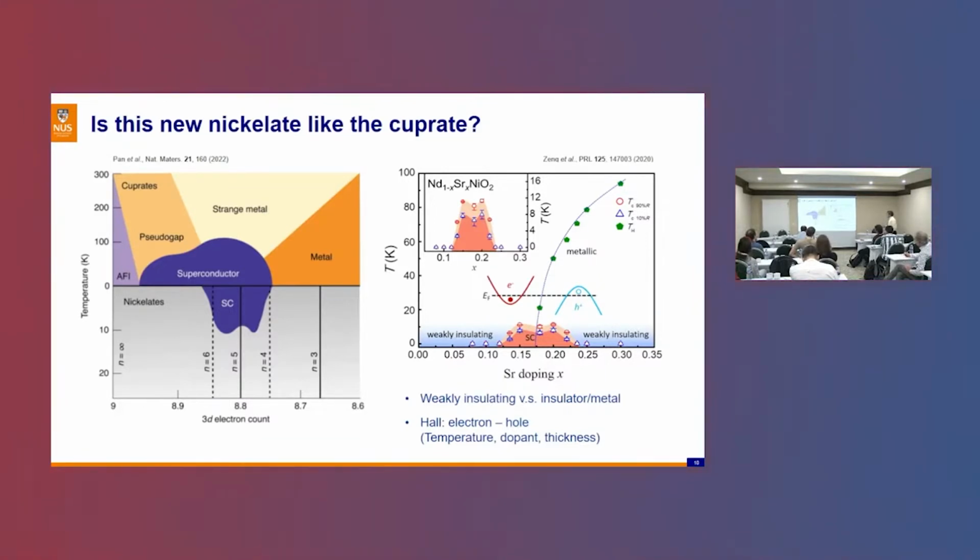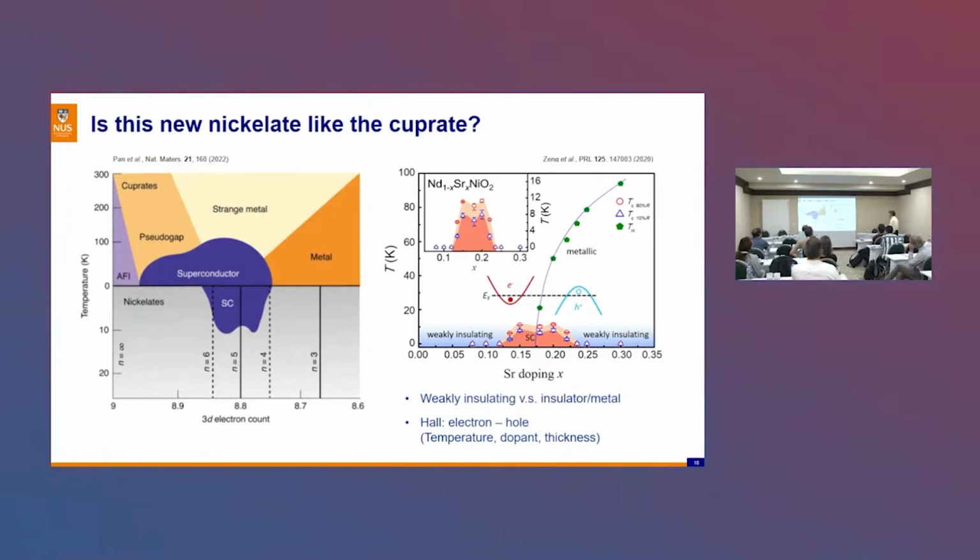And then, well, this is kind of the similarity, but of course you also notice there are differences. For example, in the case of the cuprate, we have this antiferromagnetic parent compound, while in the overdoped regime, for example, you have a metallic state. While as you can see here from the first diagram of the nickelate, in the case of Nd, both underdoped parent compound as well as the overdoped show this weakly insulating behavior. So it's basically a metal with a weak localization at low temperature.